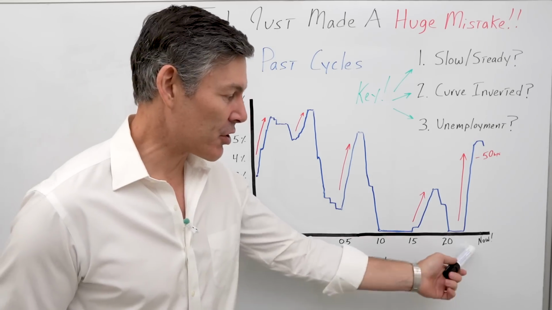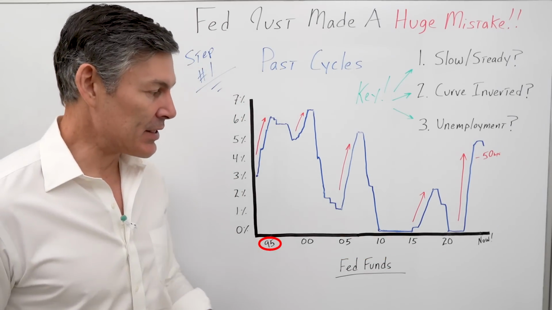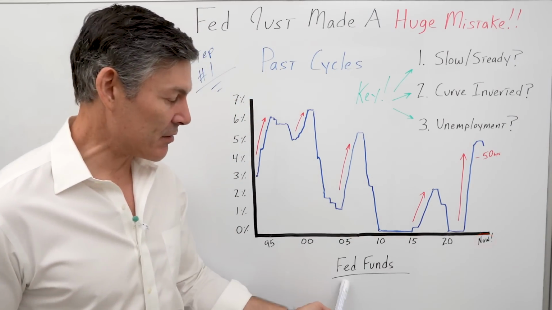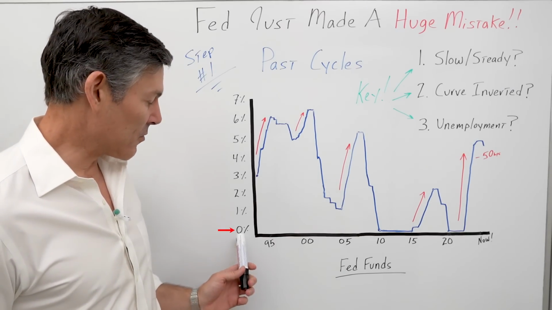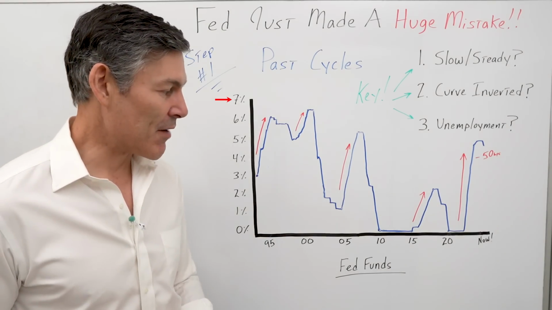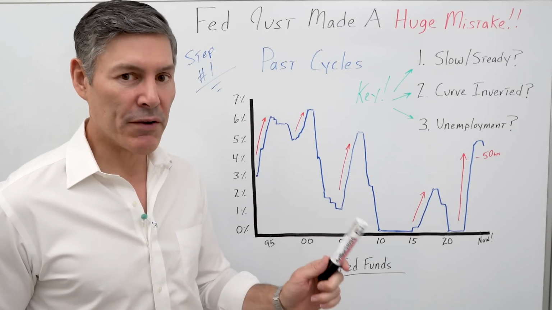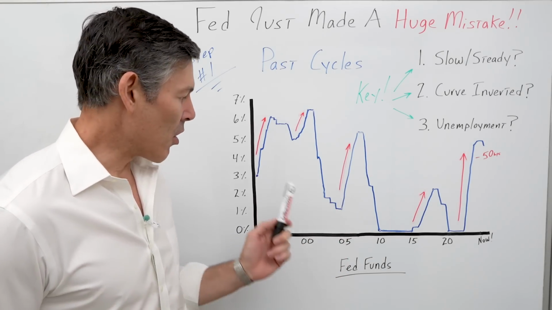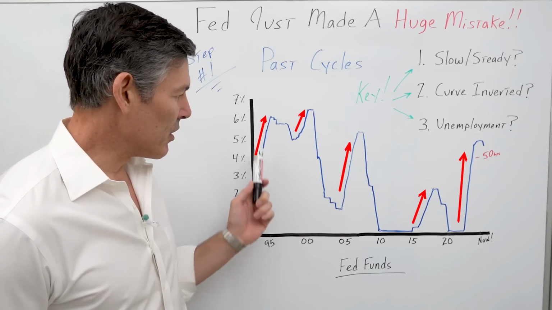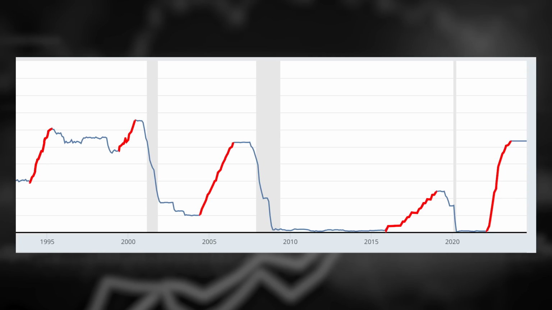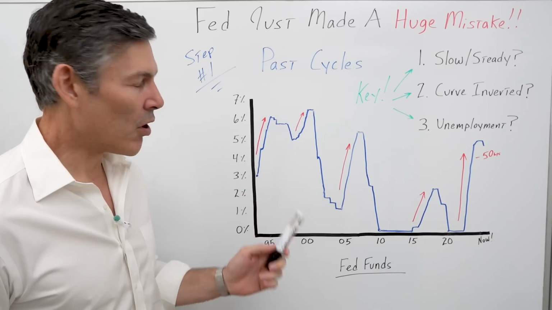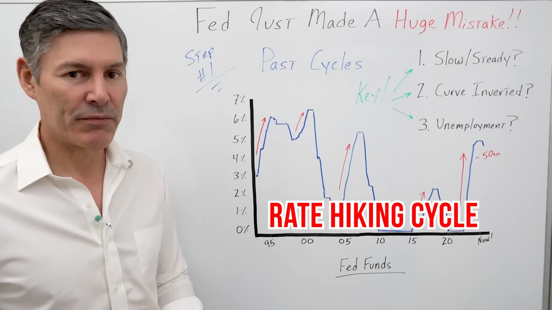We start by looking at a chart going all the way back to 1995 to today's date. This is Fed funds, as you guys probably figured out. On the left, we go from 0% up to 7%. Now, what I want to focus on initially are these red arrows. See, these are the times in the recent past when the Fed has hiked rates. We'll call it a rate hiking cycle.